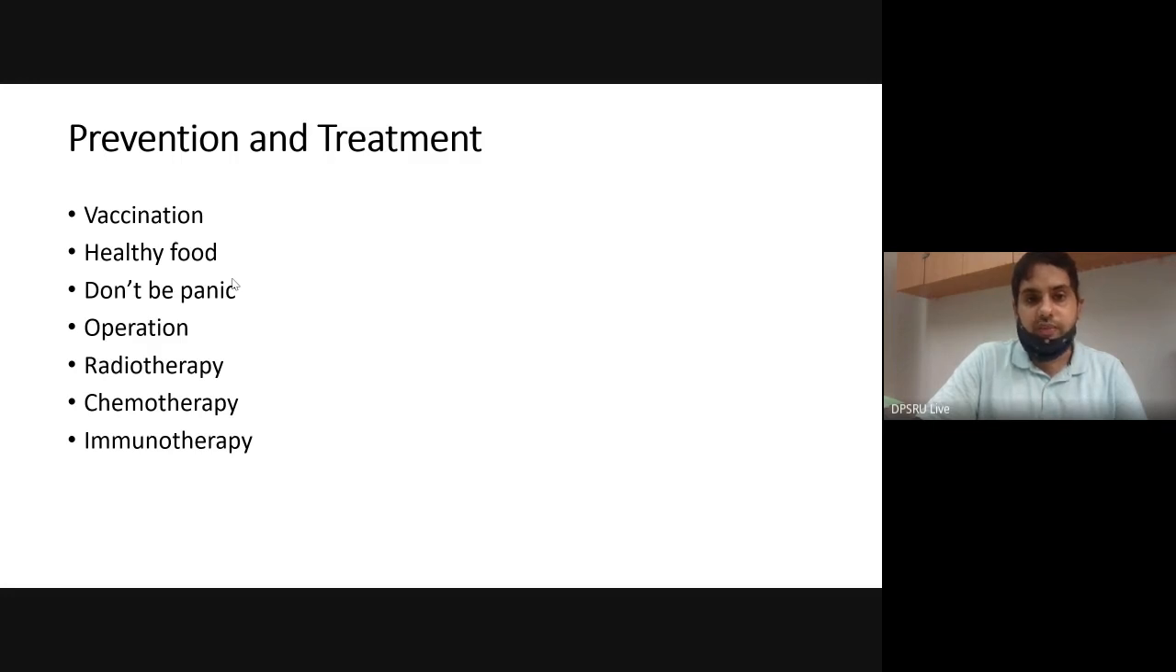So vaccination is there, but if you ask me about a cancer vaccine, we don't have a cancer vaccine for liver cancer. Research is going on, and we are hopeful that we will get vaccines for cancer, so our population will not get these cancers, particularly those due to genetics. And healthy food, as I told you, unhealthy food is also one of the reasons for the development of cancer.